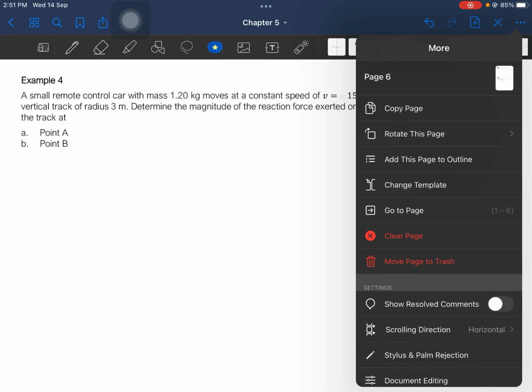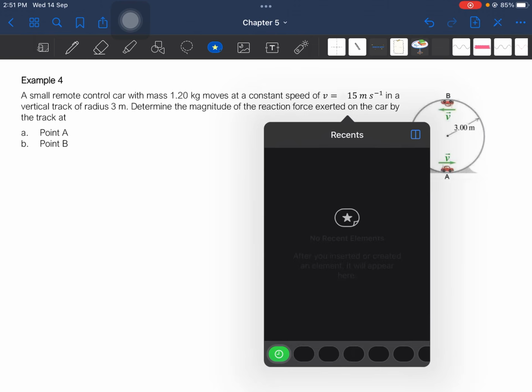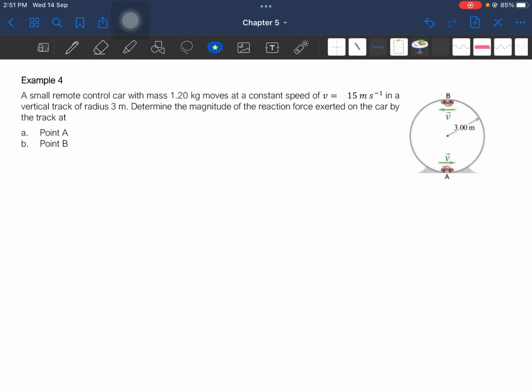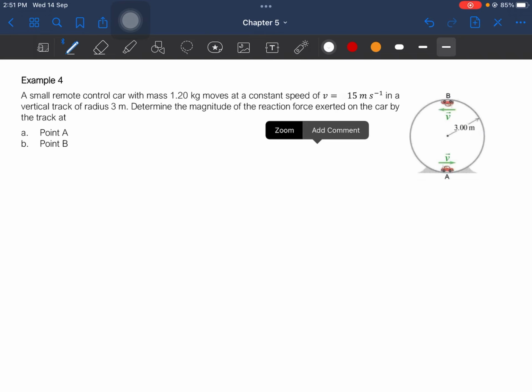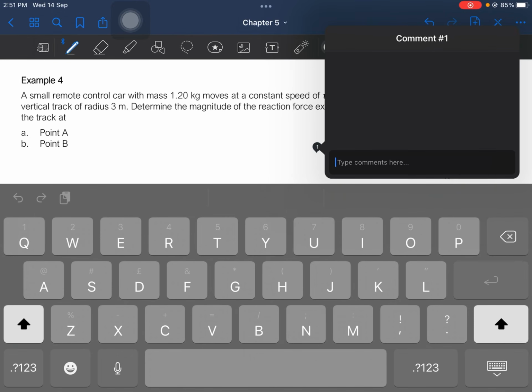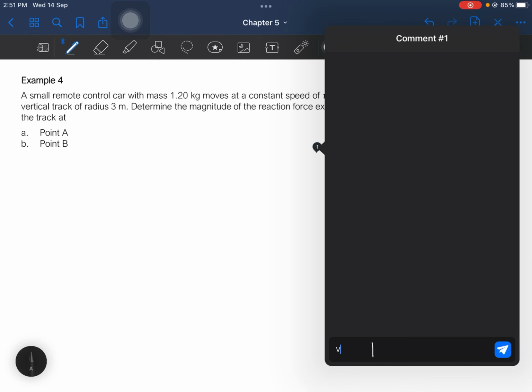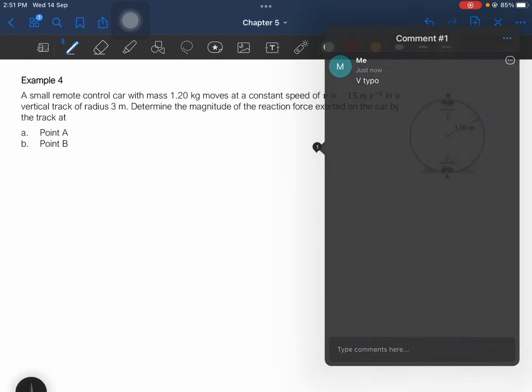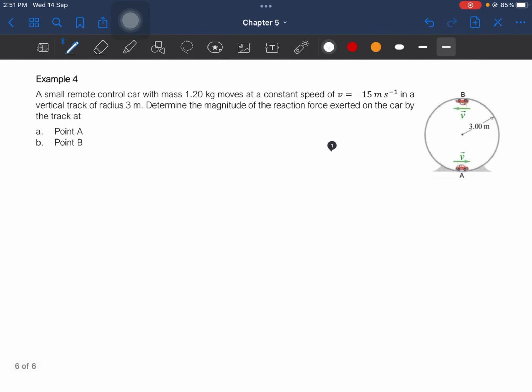Where is the comment? Wait, here is the comment. Typo. Okay, I have to remember that because otherwise I won't fix it. Okay, that is the comment. Why do I care?